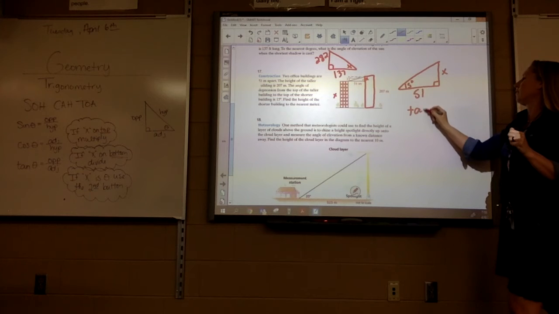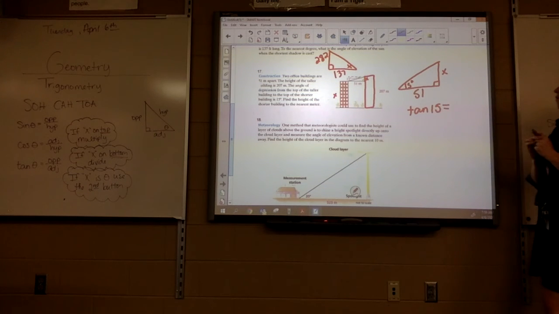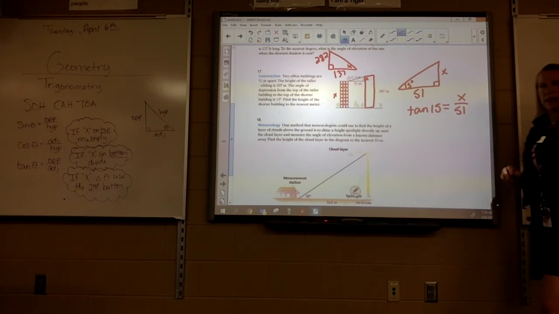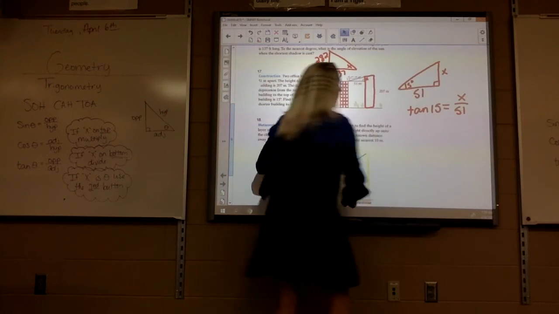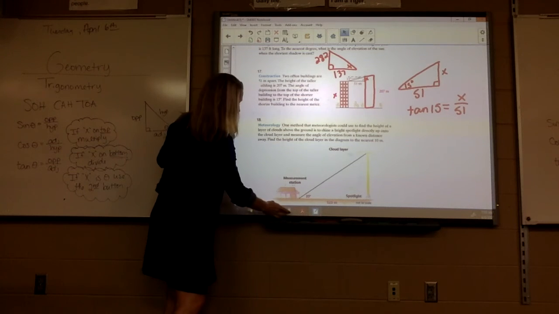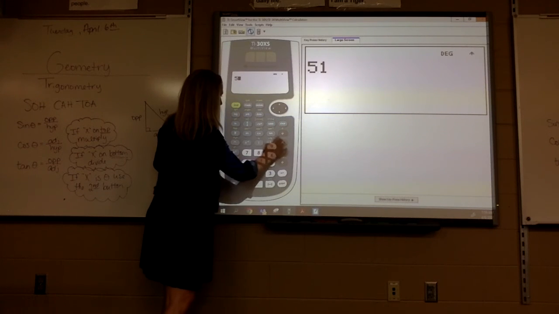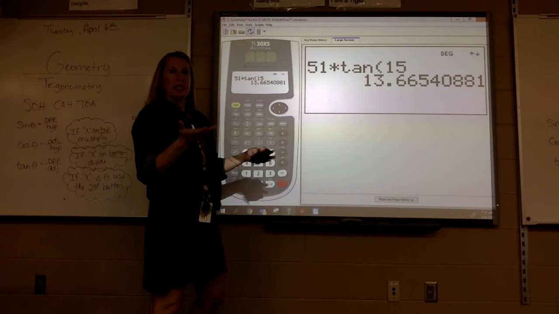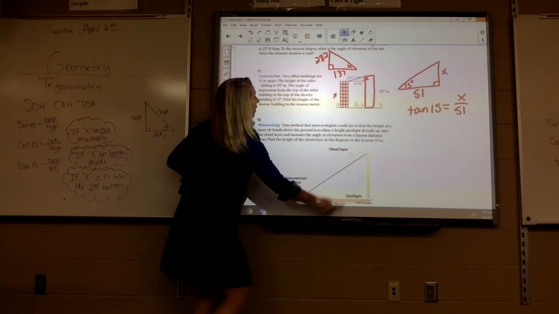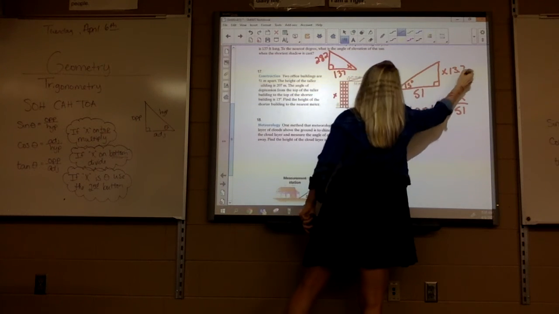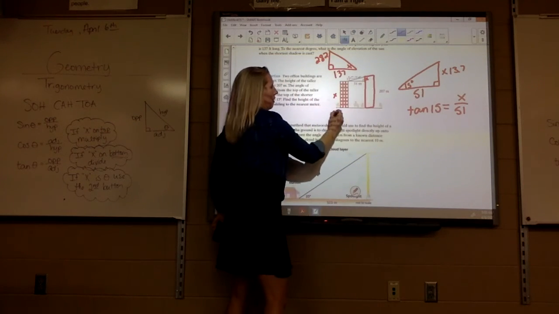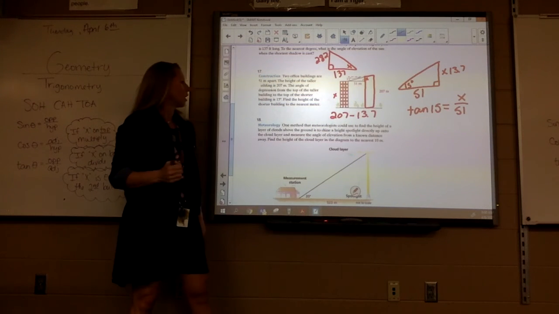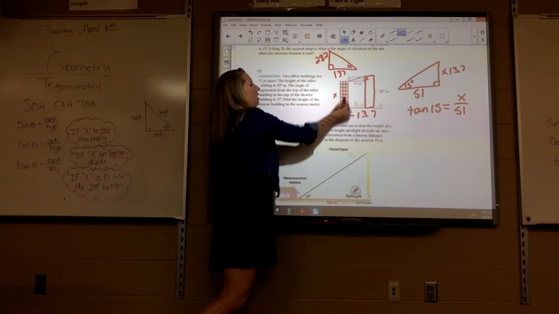Okay, so would I use sine, cosine, or tangent? Tan. So tan 15. What over what? X over 51. X is up high. Multiply 51 times tan 15. 13.7. So we could say 13.7. So if you know this is 207, if you do 207 minus 13.7, you're going to get the height of this building.